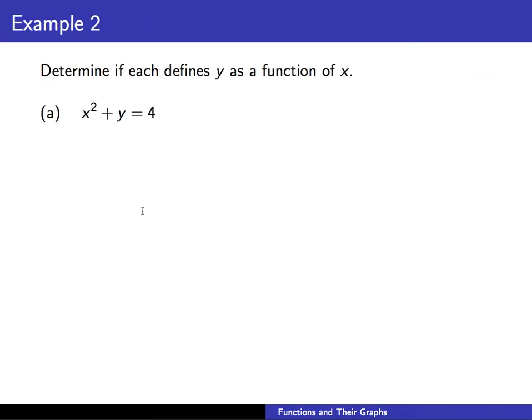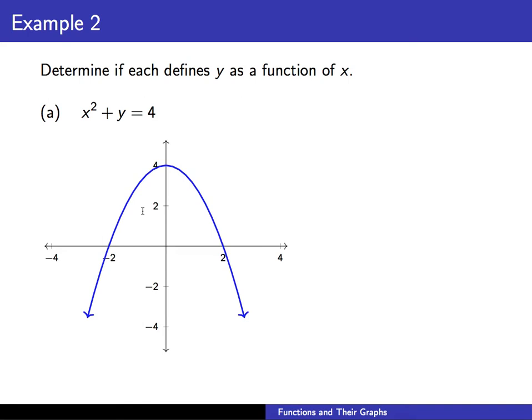So example 2, we're going to determine whether or not each defines y as a function of x. So we have x squared plus y equals 4. Well, if we graph that, we get this blue graph here. And drawing vertical lines through the blue graph, each vertical line is going to hit the blue graph at most one time. So in this case, it passes the vertical line test, which means it is a function. So there aren't any vertical lines that hit it more than once. So because that's the case, it passes the vertical line test.